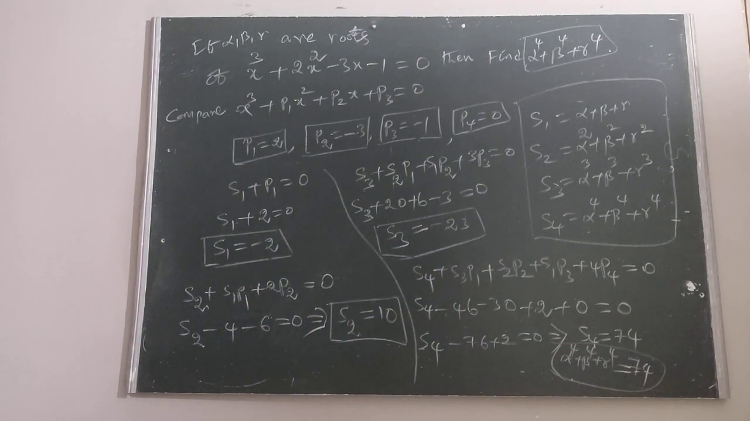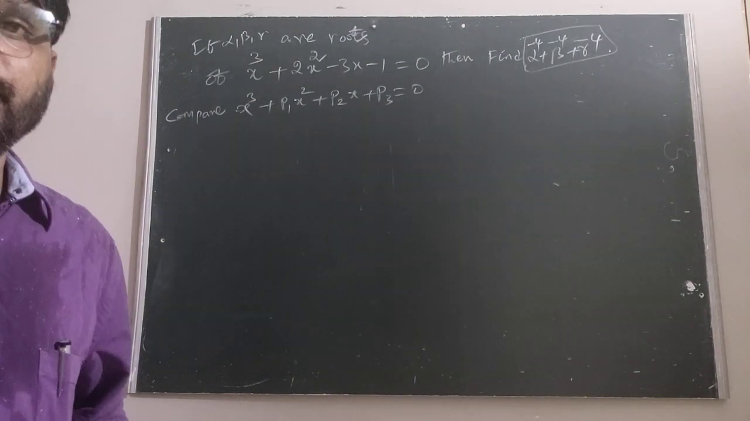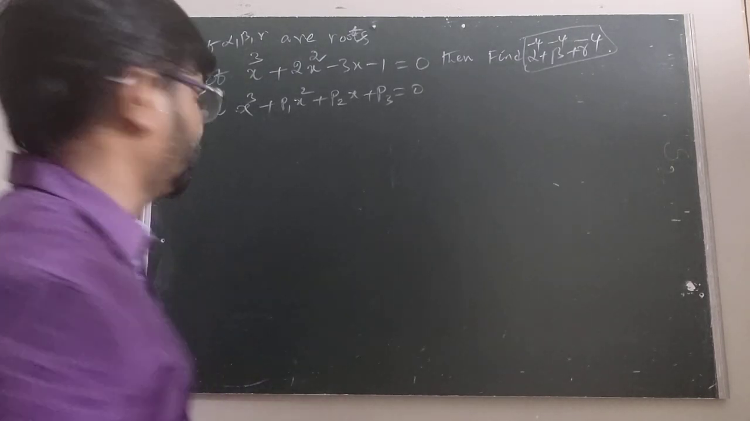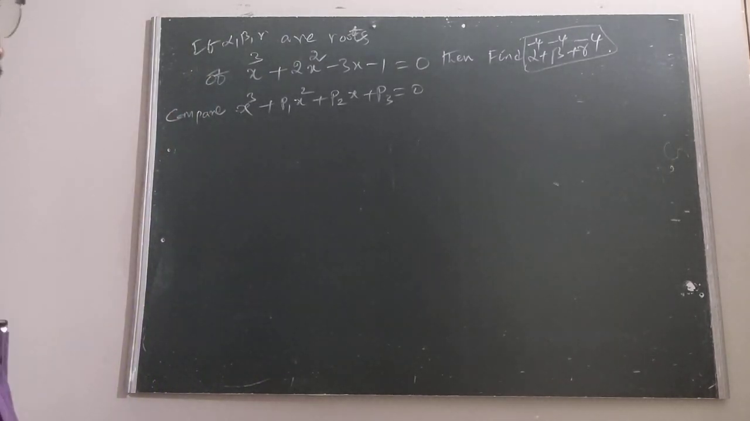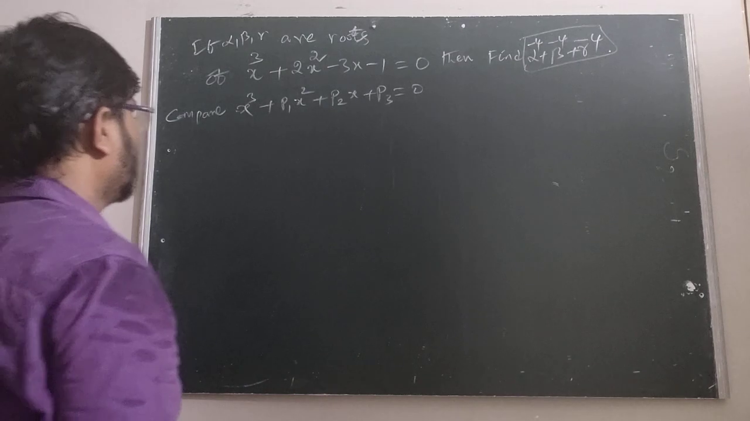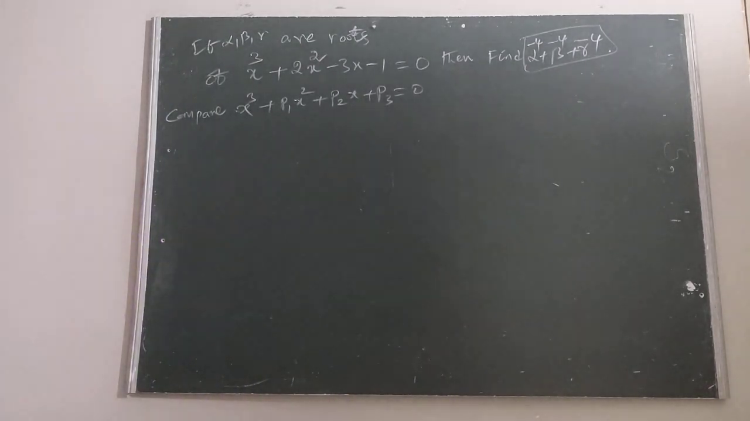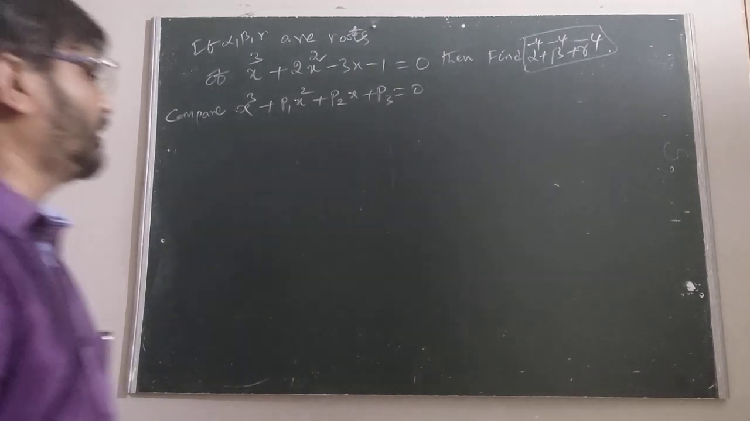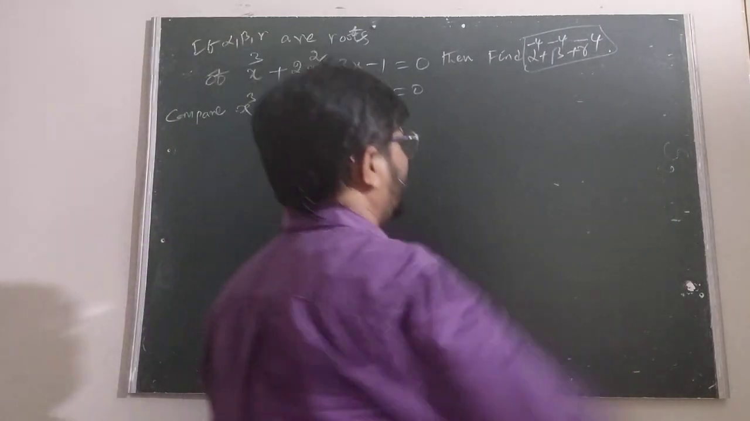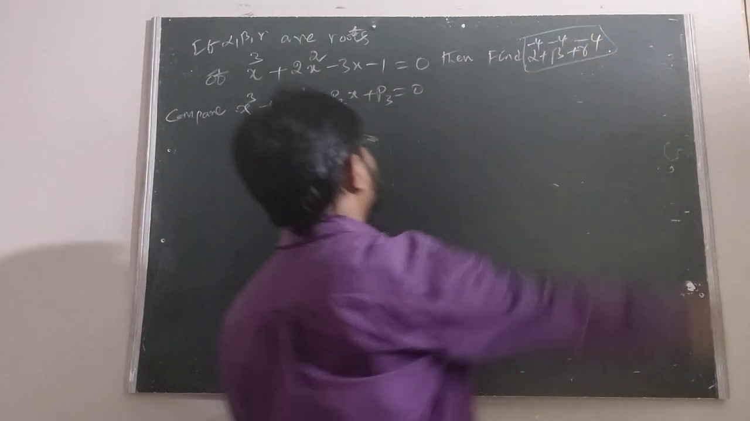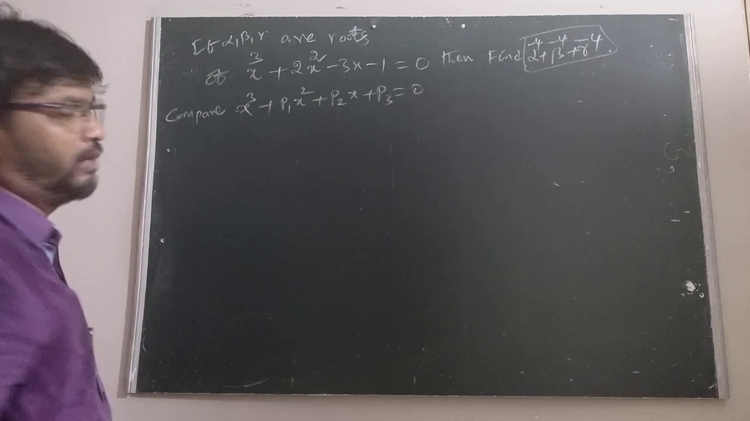Okay, understand everyone? So now we are going to discuss another example. If alpha, beta, gamma are the roots of the equation x cube plus 2x square minus 3x minus 1, then find alpha power minus 4, beta power minus 4, gamma power minus 4. So here given that minus 4.